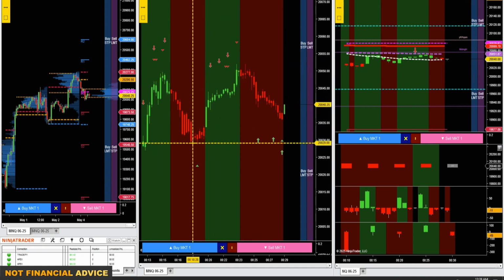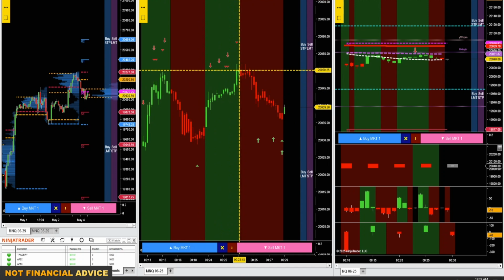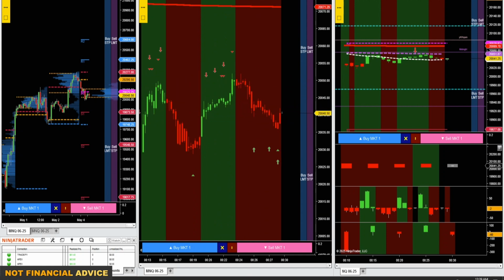15-second chart with the trend and reversal indicator using the Williams as an input. If you want the exact settings, check out my previous video on how to scalp the 15-second chart. I've got all the settings in that video.